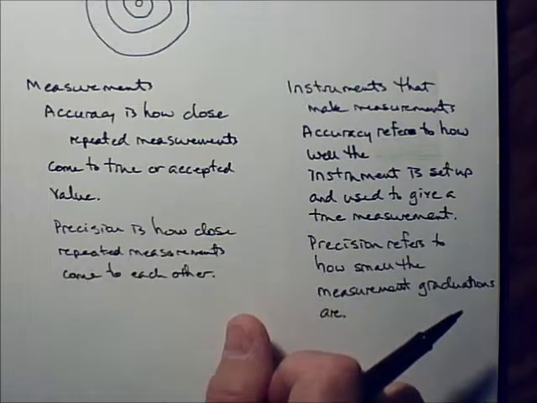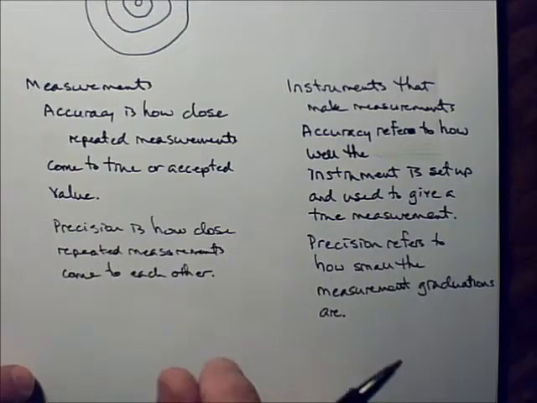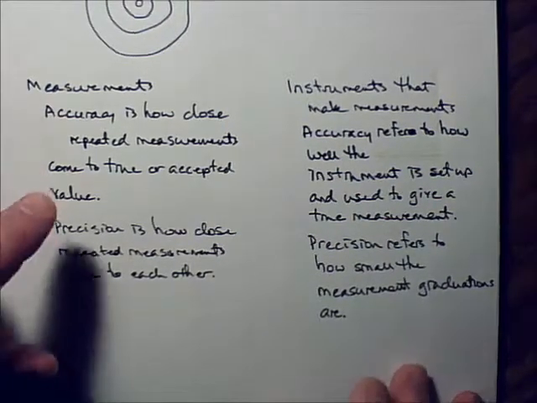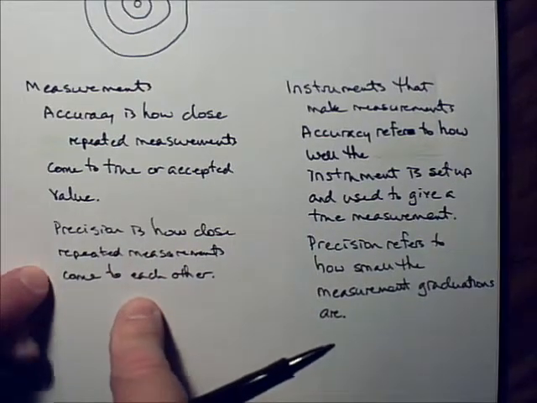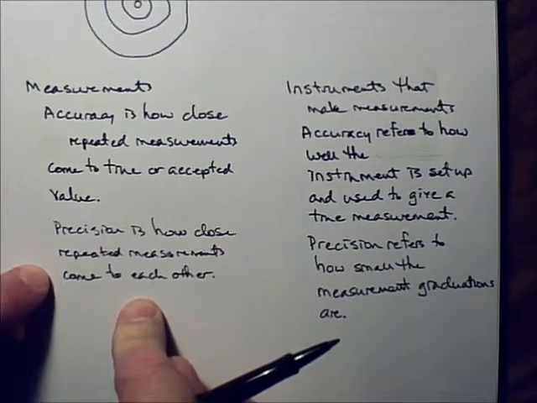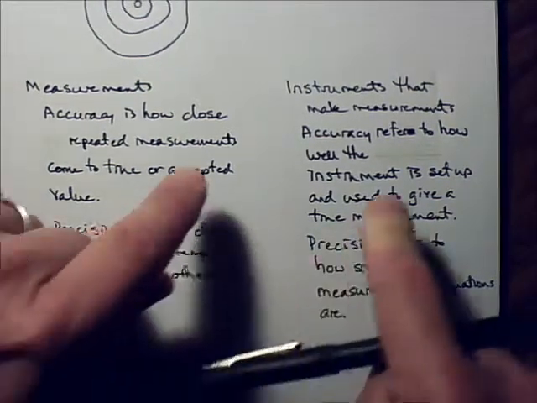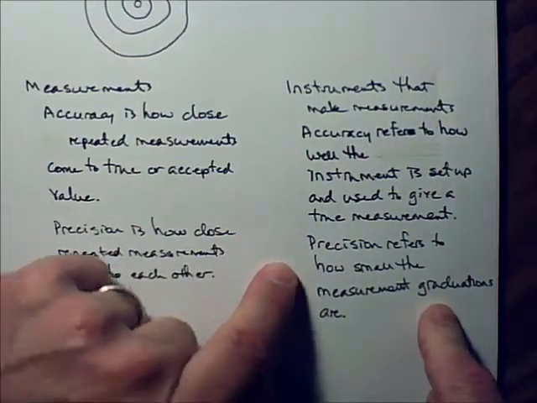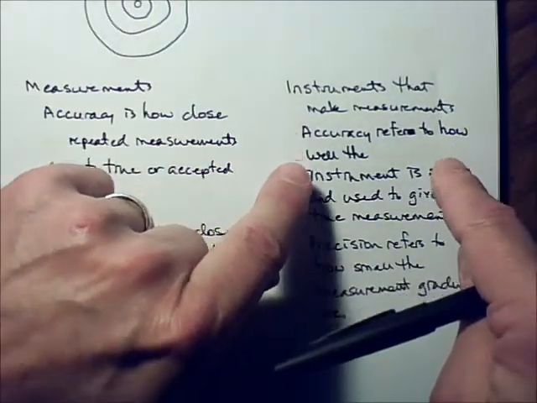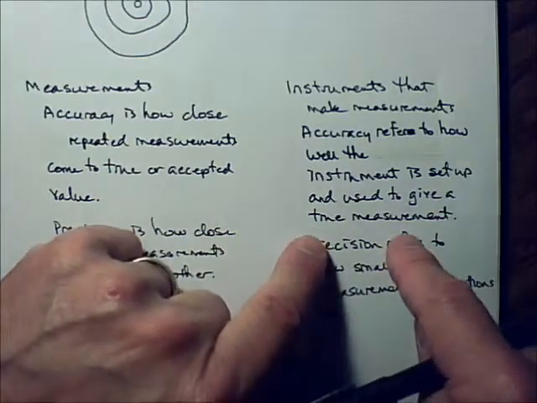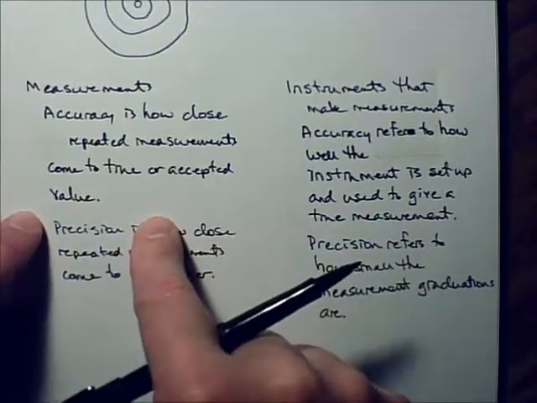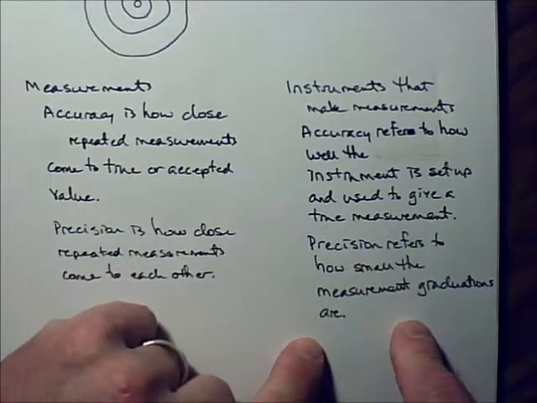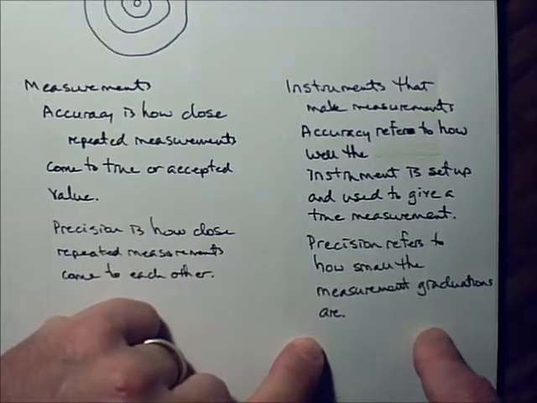Okay? All right. So you understand the difference between accuracy and precision here as it applies to measurements and instrumentation. These definitions you should know from physical science. You should remember them anyway. This may be a little bit new to you. Instruments' accuracy is how close the instrument is set up and used to give you the true measurement, which kind of sounds close to this one. But precision refers to how small the measurement graduations are on the device.